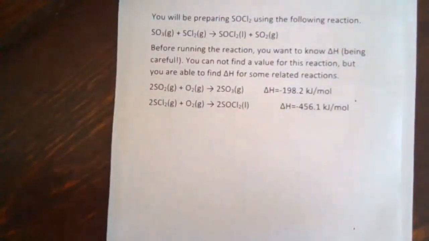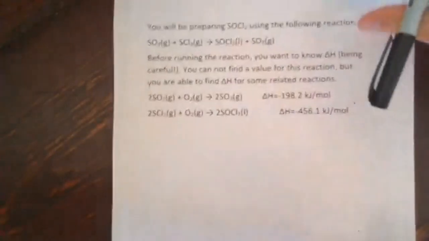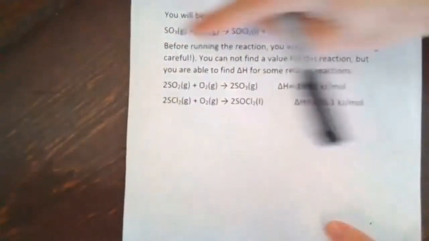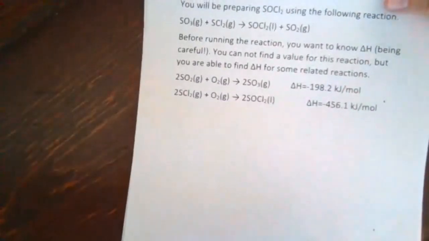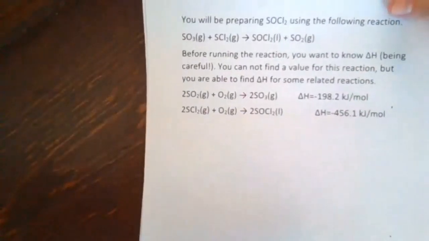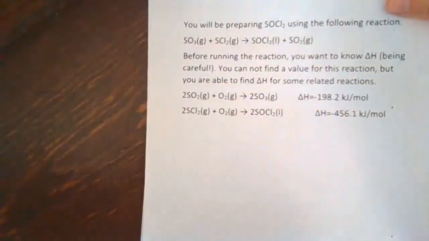So how we do that is we take a look at our reference reactions, we take a look at our target, and we think again, like when we were rearranging, changing the coefficients, changing the order: how are they similar and how are they different?